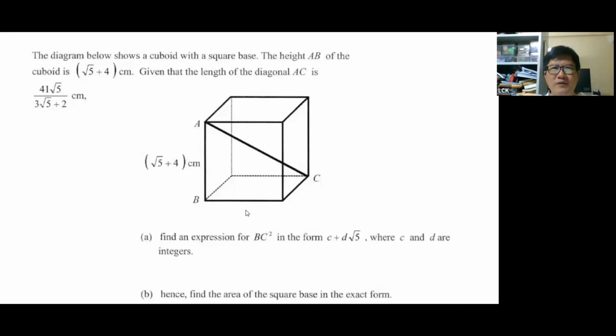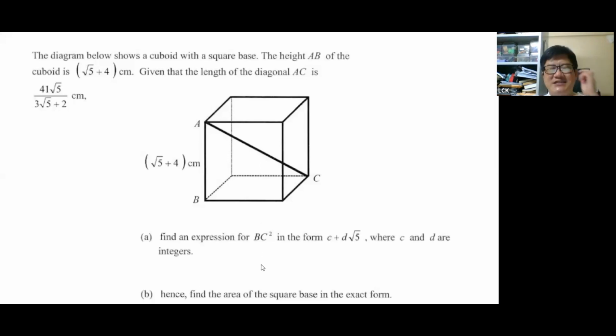Now, the problem with this question is this. Most students rush in to solve this question. That's the last thing you should do. Don't rush in. Look at 41 square root 5 divided by 3 square root 5 plus 2. This is a problem, and I encourage you, before trying to solve this question, to simplify this first. Because once you simplify this, the rest of the parts become very simple.